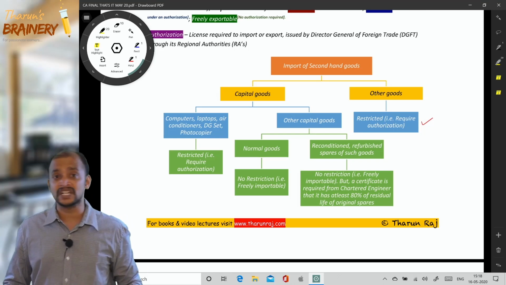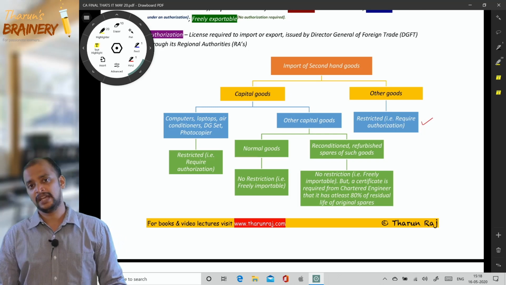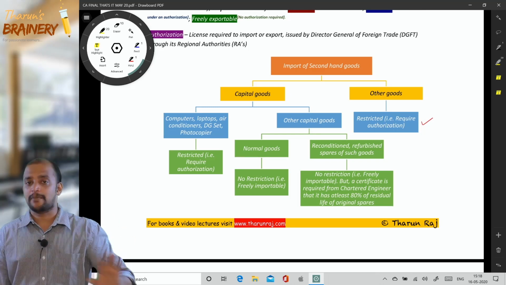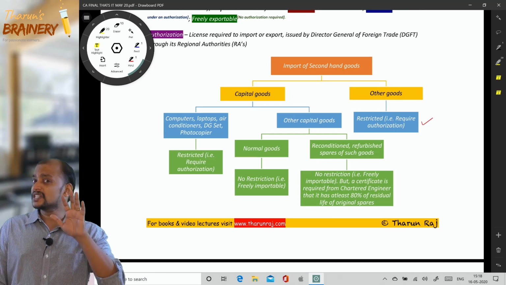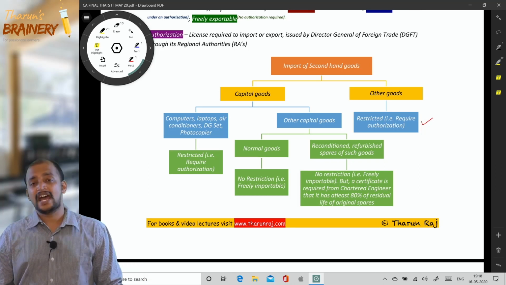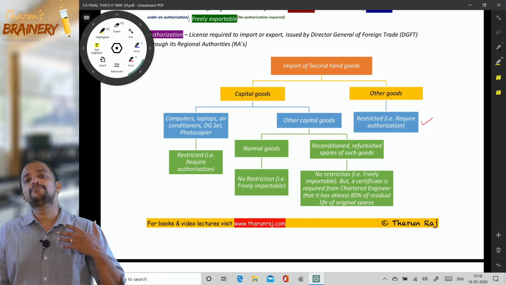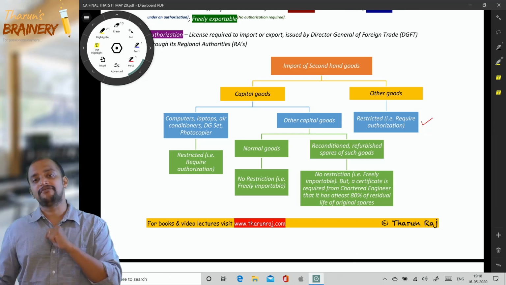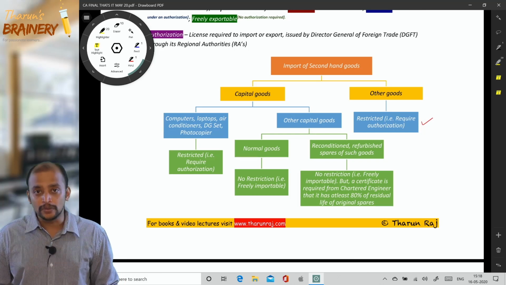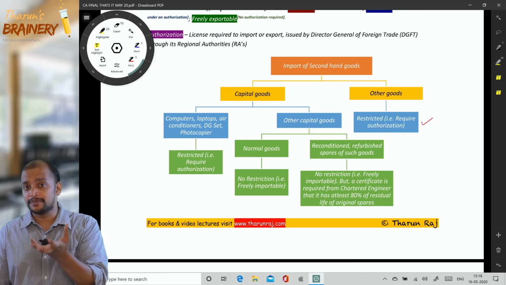If it is imported second hand, its first hand may not require authorization, but its second hand definitely requires authorization. What are they? Capital goods, 5 plus goods other than capital goods. If it is other than these 5 capital goods, authorization is not required. Whereas, if we import reconditioned or refurbished spares of these capital goods, then that reconditioned or refurbished is second hand.